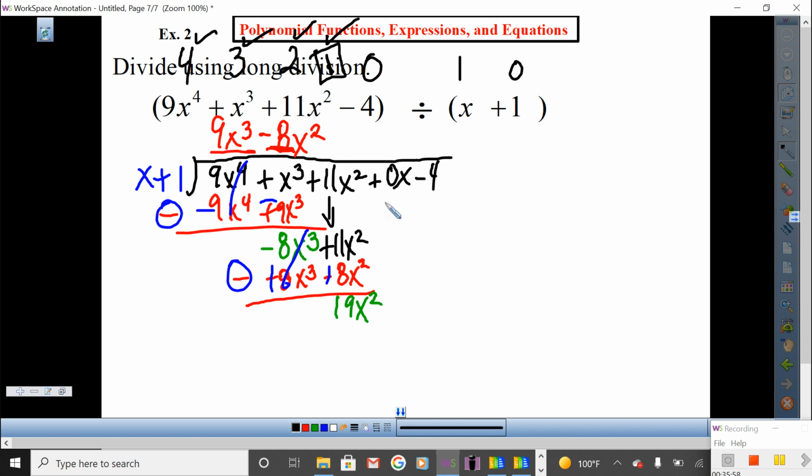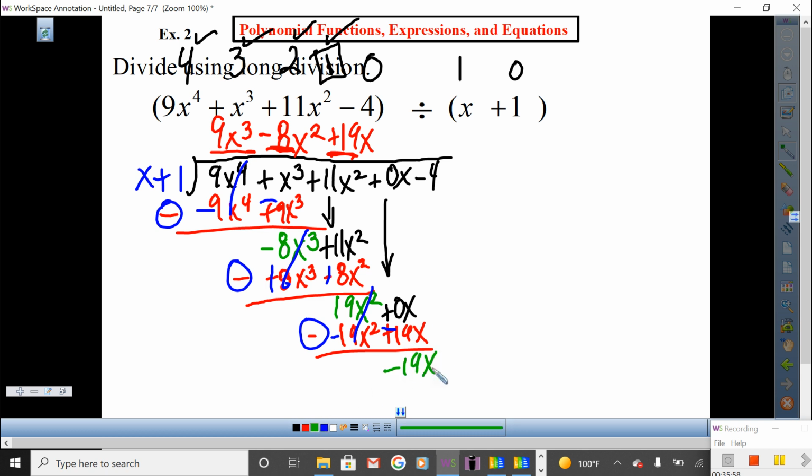Bring down the next term, plus 0x. So what number times x gives us 19x squared? That's positive 19x. 19x times x, that's 19x squared. 19x times 1, that's positive 19x. Subtract. That means we're going to distribute this negative here and here. This cancels. So that leaves us with negative 19x plus 0. That's still negative 19x. And last but not least, we're going to bring down the negative 4.